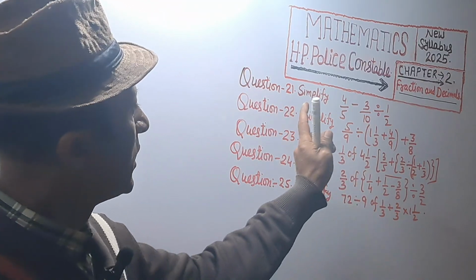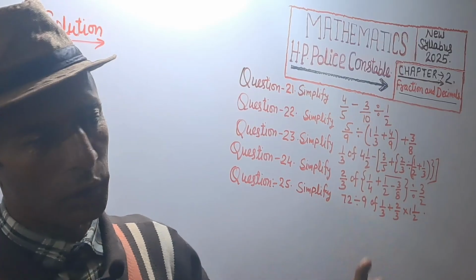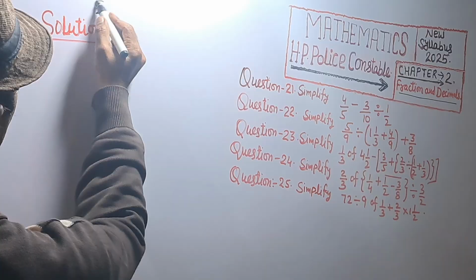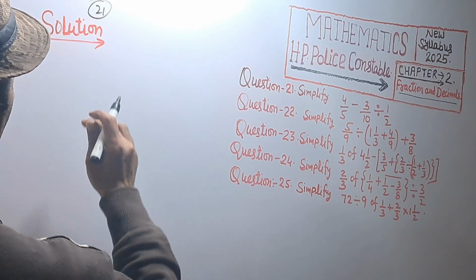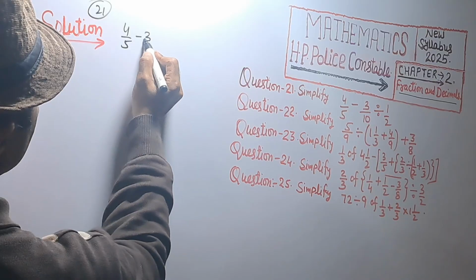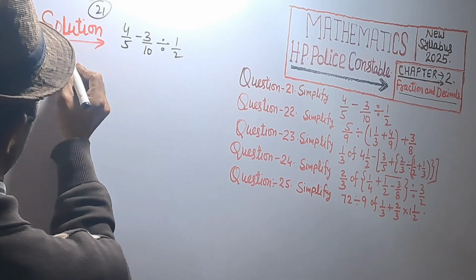Question number 21. Simplify 4/5 minus 3/10 divided by 1/2. The given question is 4/5 minus 3/10 divided by 1/2.